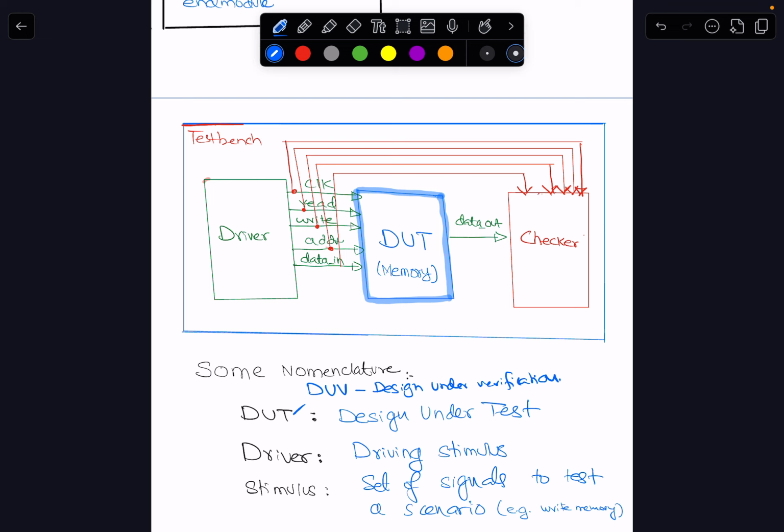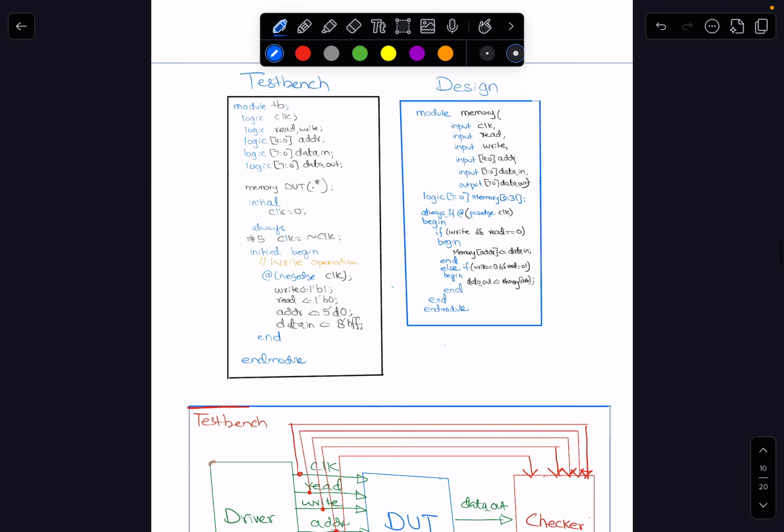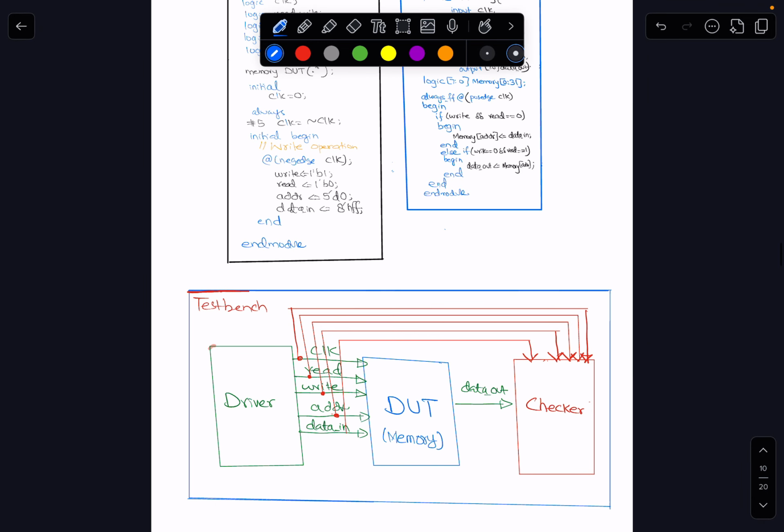Then we have the driver part, which is generating these signals, and then we have a checker as well. The driver is basically driving stimulus, and what is stimulus? It's a set of signals to test a scenario. For example, you want to test a write memory transaction. So how are these connected?